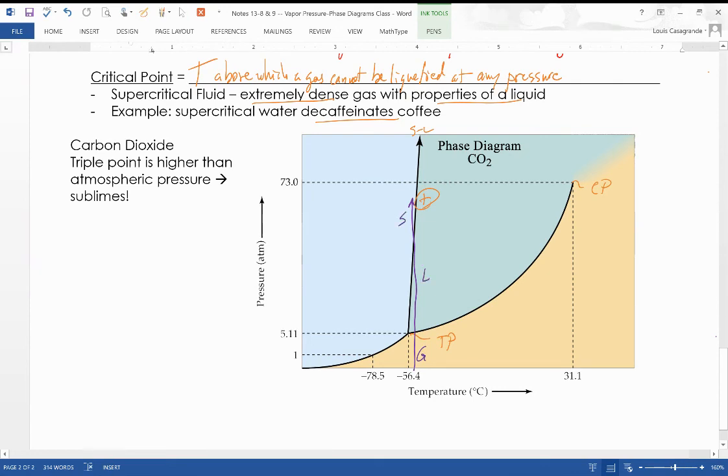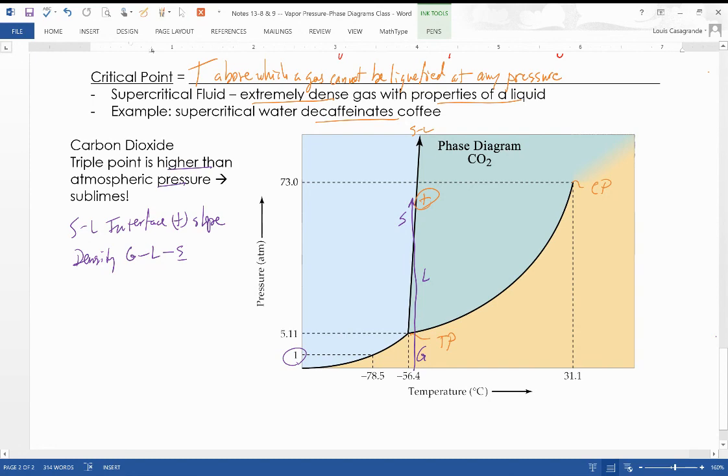So the solid-liquid interface has a positive slope. And so the density increases from gas to liquid to solid. So solid has the highest density. But there is one interesting thing about carbon dioxide. Notice where the 1 atmosphere line is. The 1 atmosphere is below the triple point. The triple point is higher than atmospheric pressure.